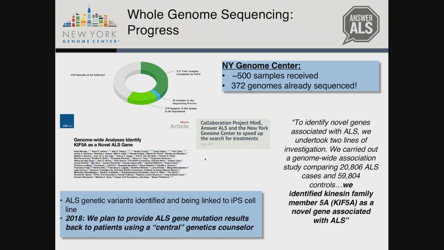We are also making excellent progress with the New York Genome Center. They have received about 500 samples from our clinical sites and have sequenced the genomes of 372 ALS participants so far. And we were very proud to participate in a collaboration with Project MinE at the New York Genome Center, and some of these genomes actually contributed to the identification of KIF5A, which is a novel gene associated with ALS. So we are also already making something of an impact in the community.